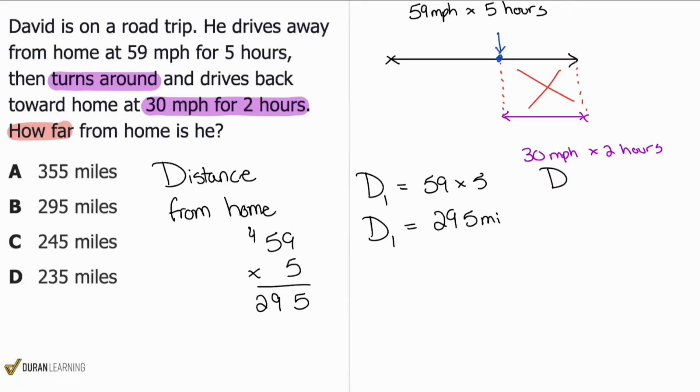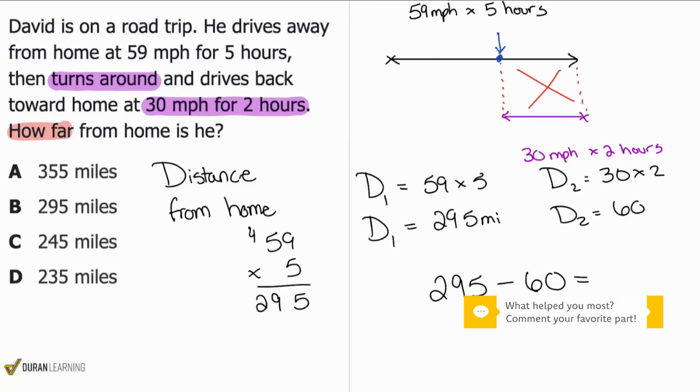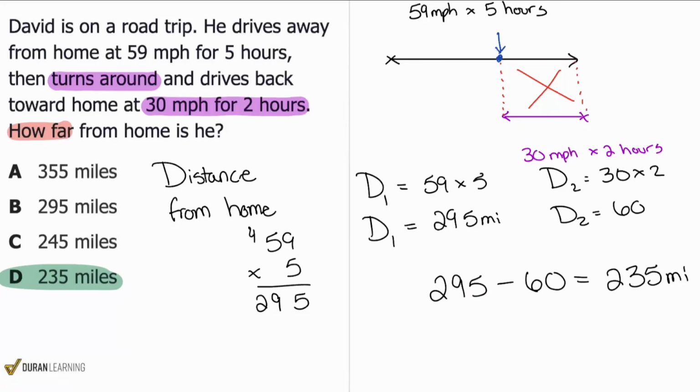The second distance is going to be 30 miles an hour times 2. And it's going to give us 60 miles. And so the last thing we do, like we said, we subtract. 295 miles minus 60 miles leaves us with 235 miles from home. And there we go. That's the correct answer here. Answer choice D.